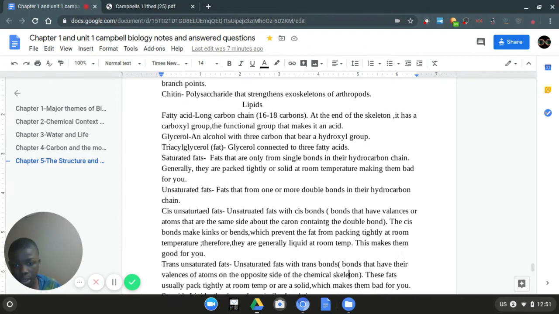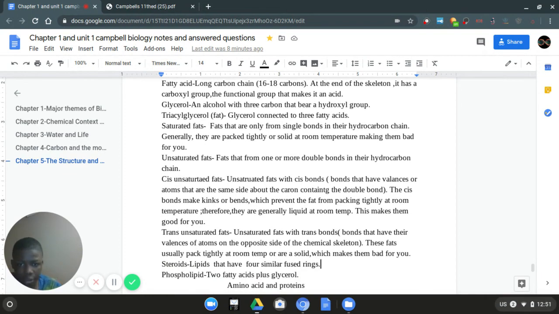Trans fat, as you probably know, is really bad for you, and this is because their valencies are on opposite sides of the double bond, and these fats usually are solid and pack tightly at room temperature, just like saturated fats, and that makes them bad for you.